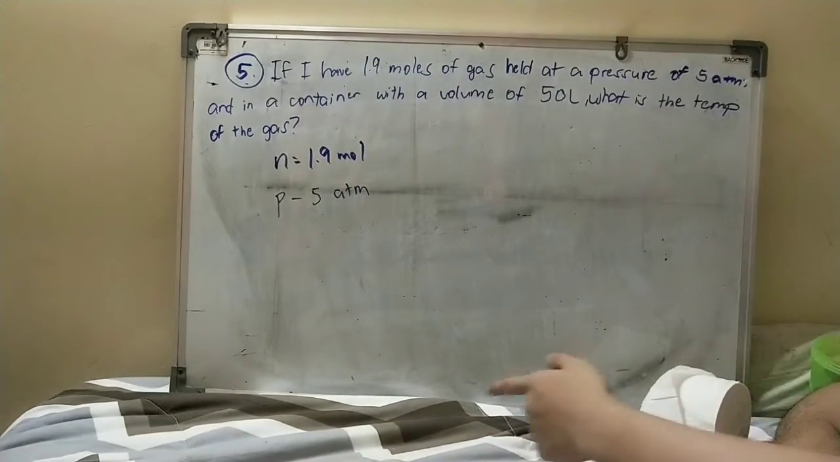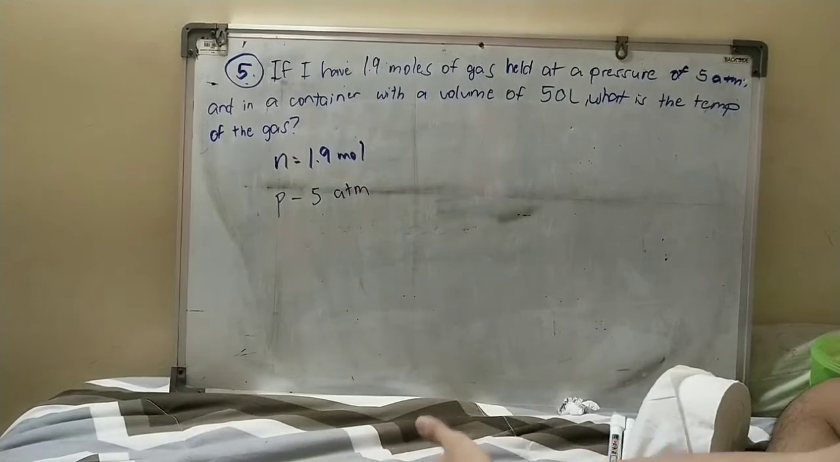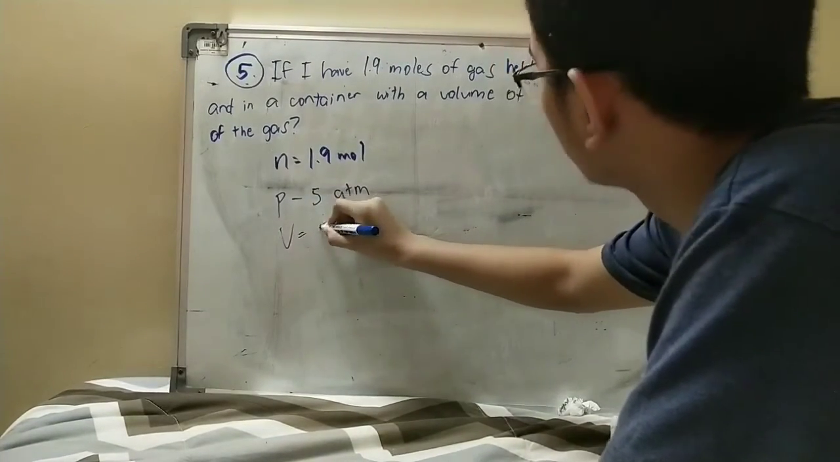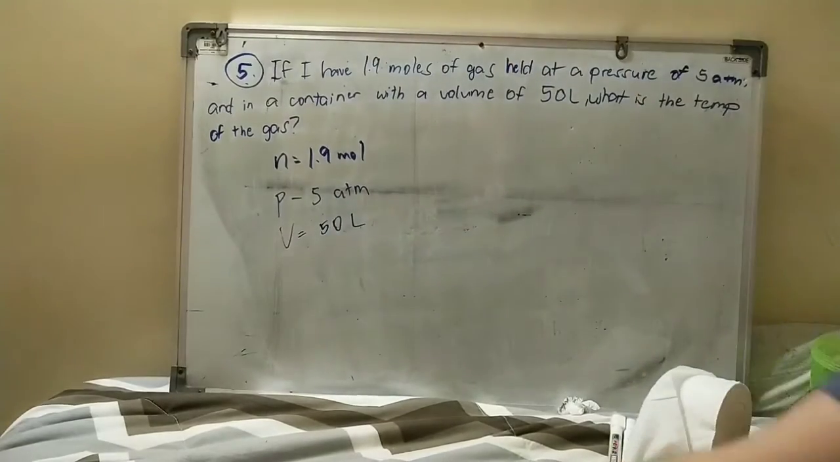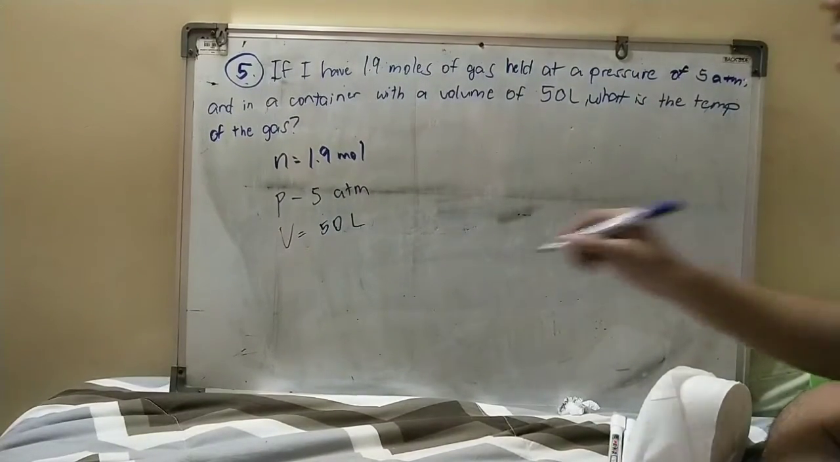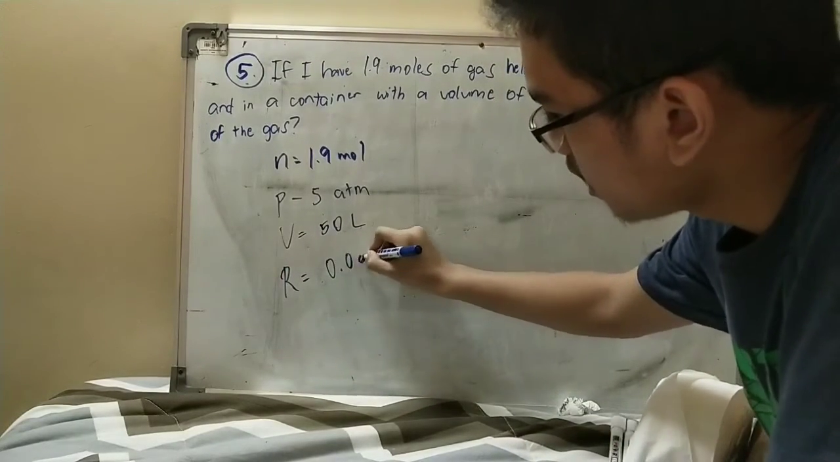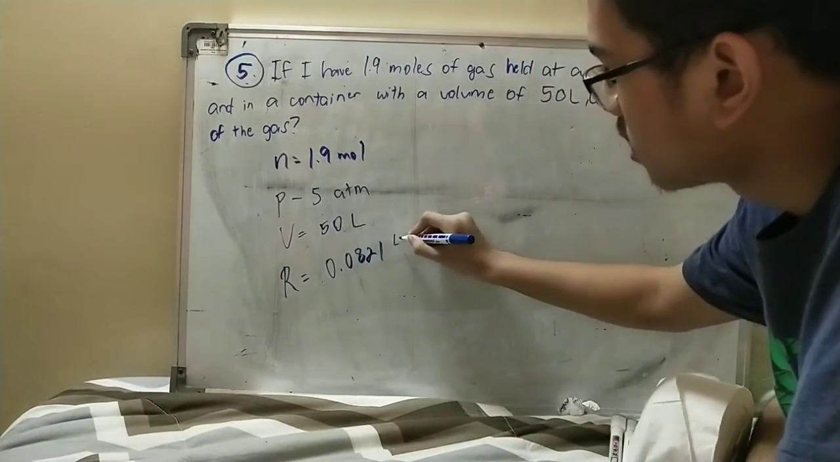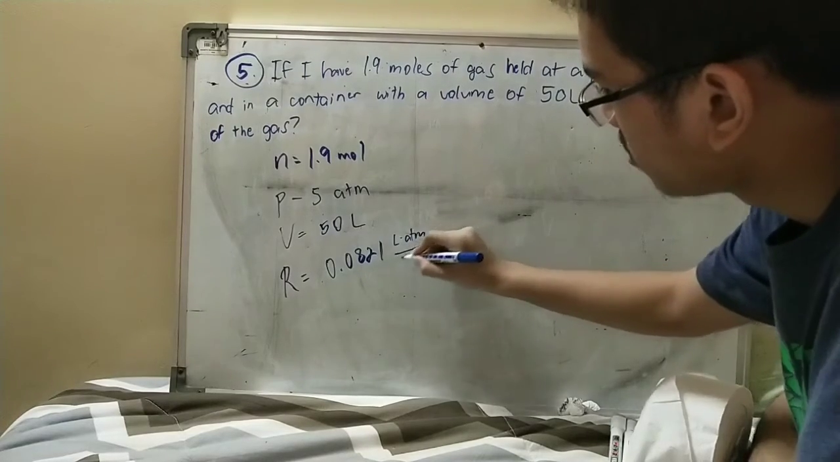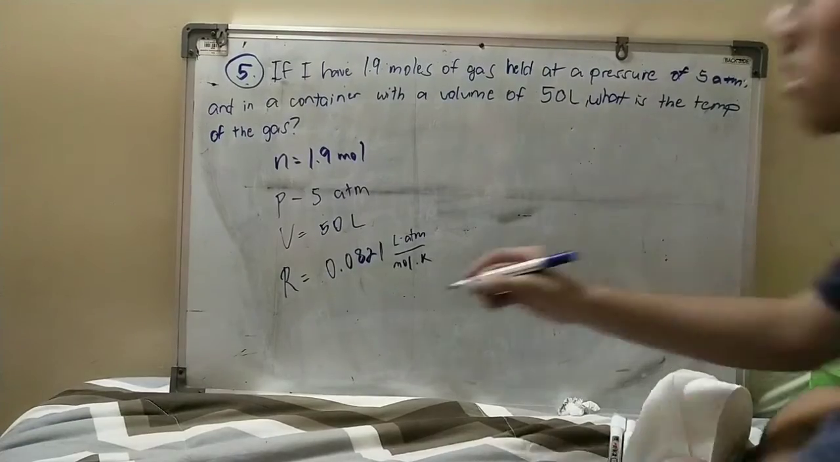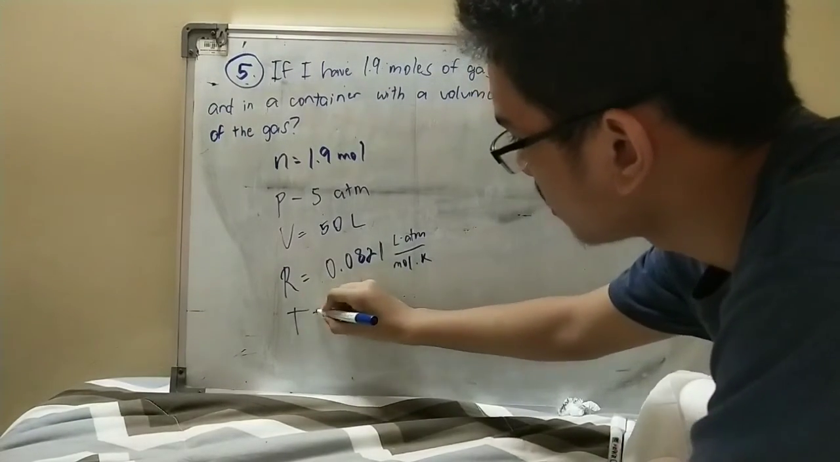And our next value is the volume, which is 50 liters. 50 liters. And our last value is the gas constant, which is 0.0821 liters times atmosphere over moles times Kelvin. Now, what we are looking for is temperature.